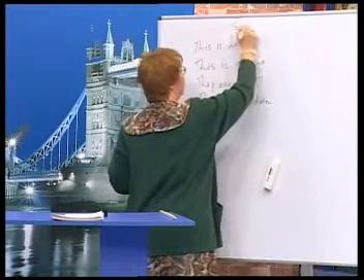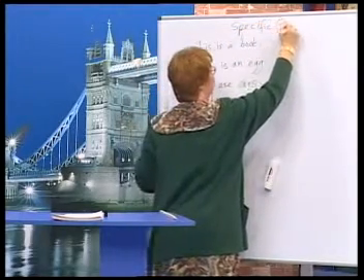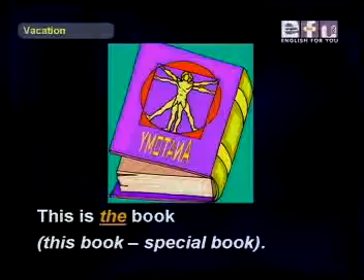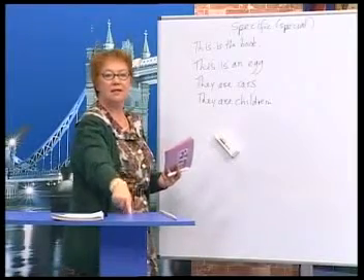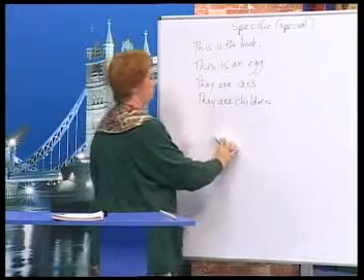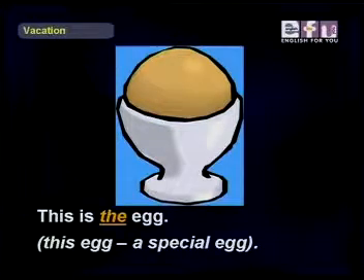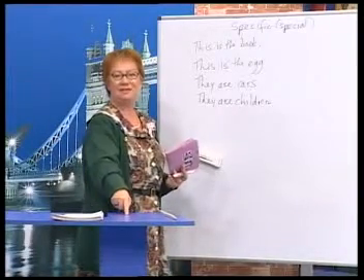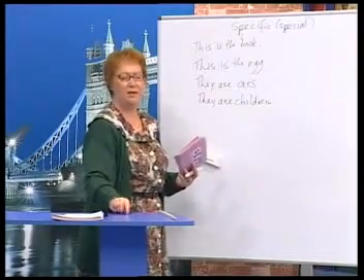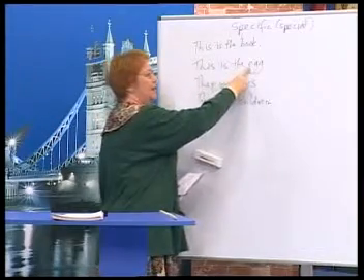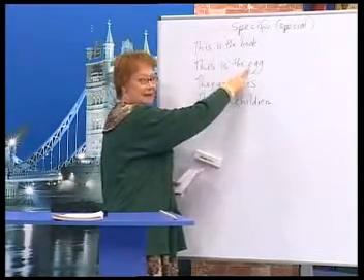Now, if we get specific or special, then we change. We can say, this is the book. This is the book I want. This book is special. Okay? This is the book. This is the egg. This is the egg I want to eat. This is a special egg. This is my egg. Notice how we change the sound a little bit. The egg. The book, the egg.